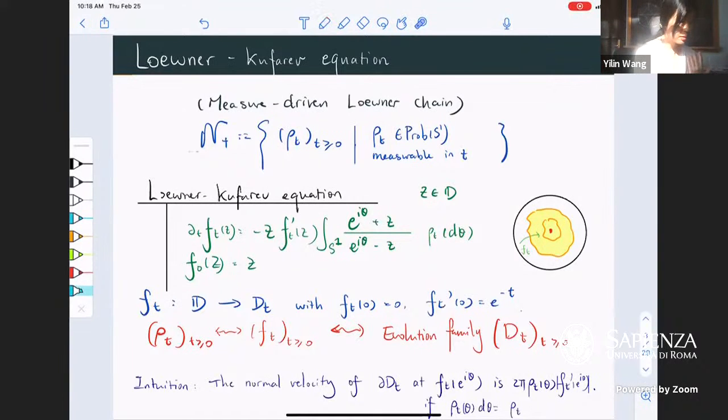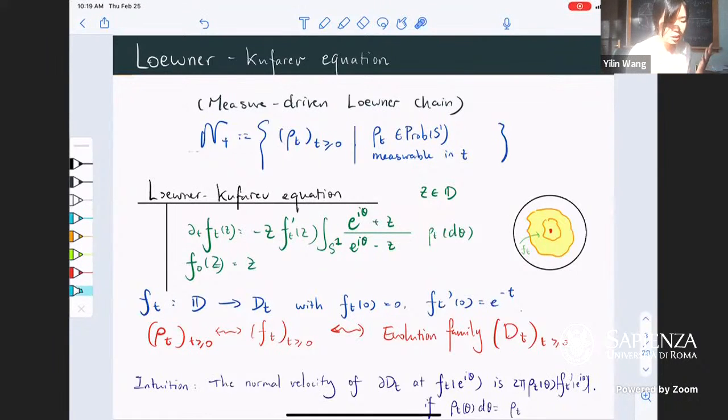And how is this measure encoded into this equation? You don't really have to read it, but essentially it's solving a differential equation starting from the identity map. And as time evolves, this conformal map is a map from the unit disk to some subdomain of the unit disk containing 0. And its derivative at 0 is exponential minus t. This is saying that D_t has conformal radius exactly exponential minus t.